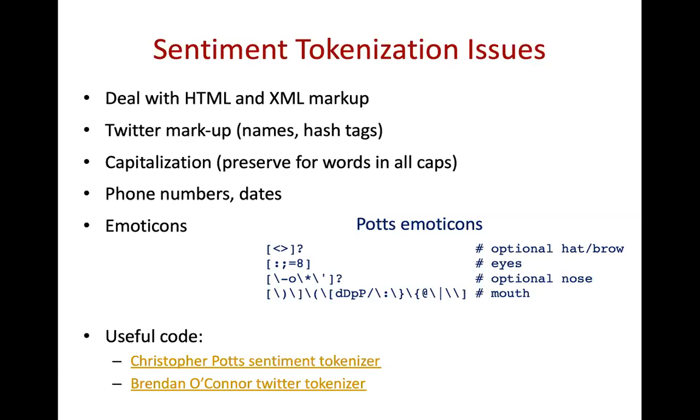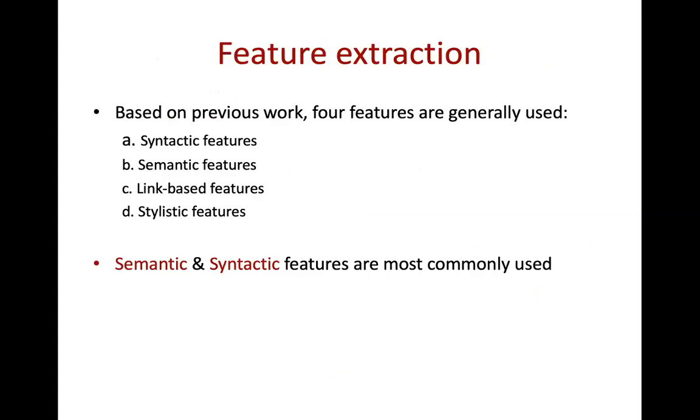So there is some useful code. Christopher Potts' sentiment tokenizer and Brendan O'Connor's Twitter tokenizer. We can actually use them because they will help you to split the particular social network posts or IMDb reviews into tokens in a more complex and more useful way as compared to just splitting them by the space. So based on the previous work, we can figure out 4 types of features.